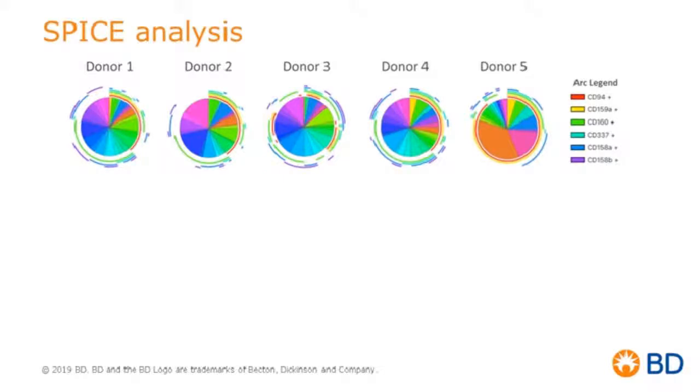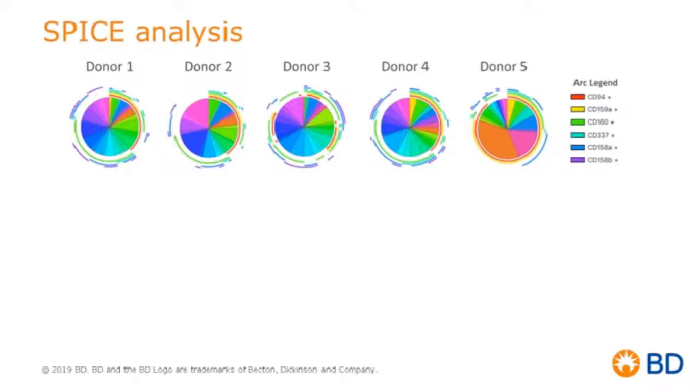We actually have CD94, which is an interesting one because it heterodimerizes with either NKG2A, CD159A, as an inhibitor, but could also dimerize with CD159C as a stimulatory. In this case, we're going to look at the combination with the inhibitory CD159A.